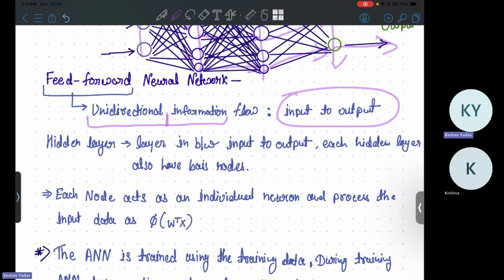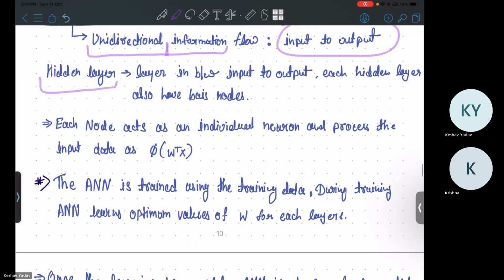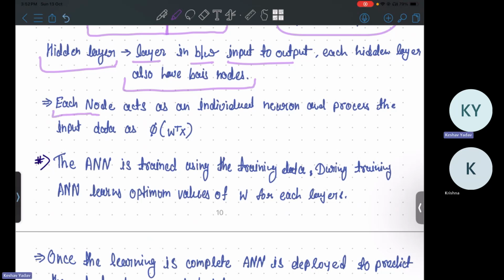So feed forward is a unidirectional flow of information. When there is a unidirectional flow of information, the artificial neural network is called a feed forward neural network. Okay. So what is a hidden layer? The layer in between the input and output layer is called a hidden layer. Hidden layer also has its own bias node. Each node acts as an individual neuron and processes the input data as phi W transpose X.